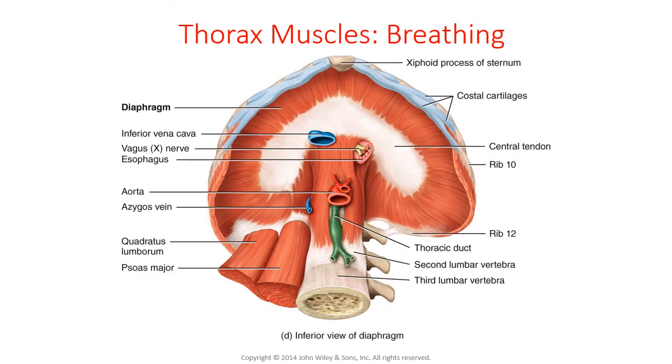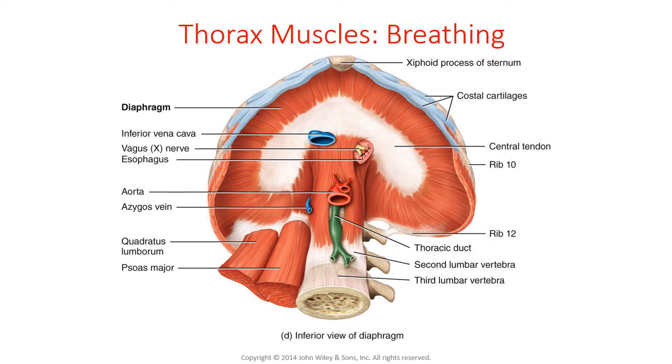Here's a nice inferior shot of the diaphragm. Basically, the diaphragm attaches from the central tendon all the way from the xiphoid process around to the ribs, the costal cartilage, all the way down through the posterior ribs 10, 11, and 12, and also attaches into the lumbar vertebra L1 as well as the very lowest thoracic down to T12.